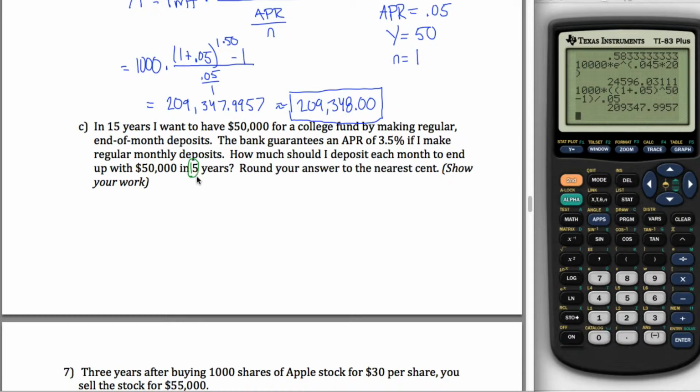Although if you did the problem with 5 here and here, totally fine. I give you full credit. In 15 years, I want to have this much money. How much should I deposit?